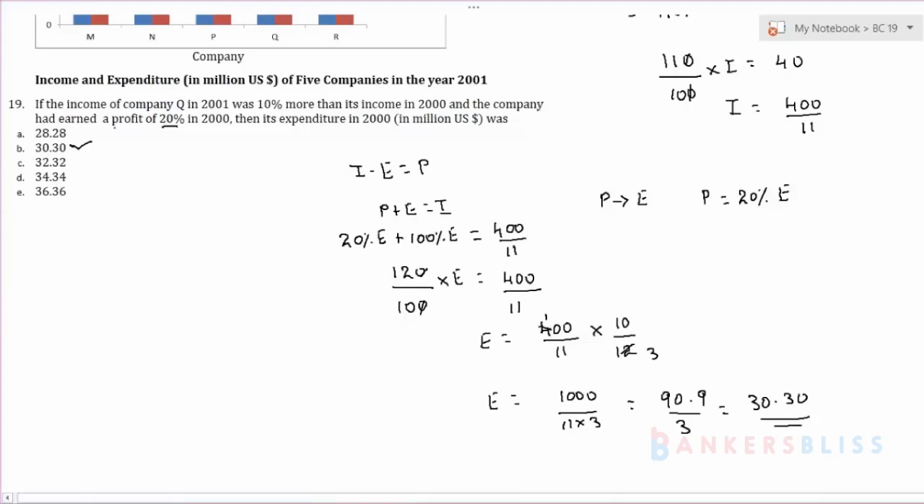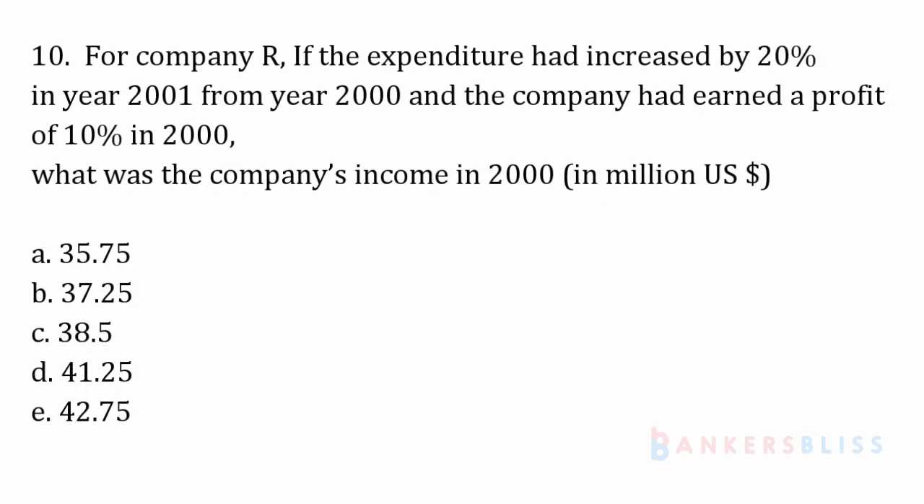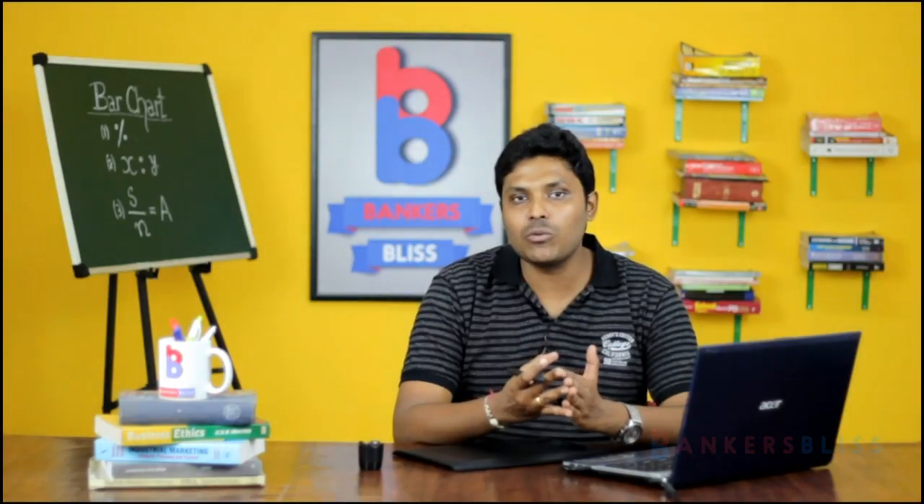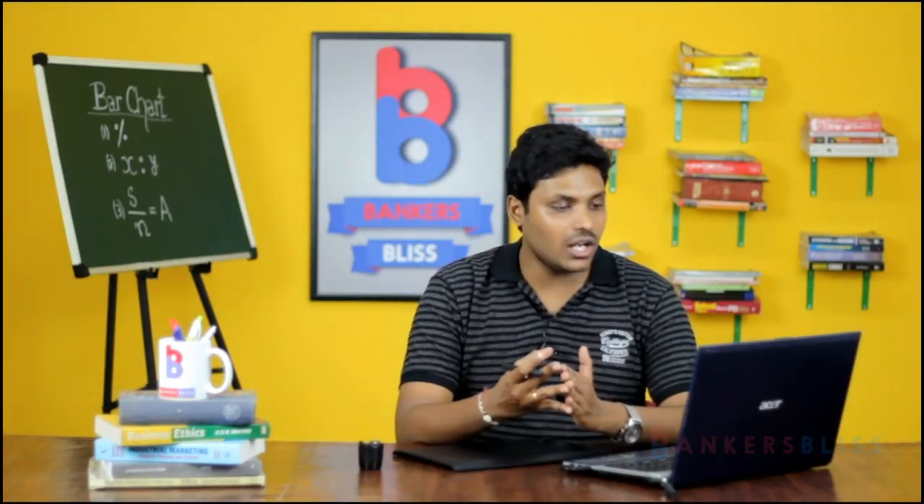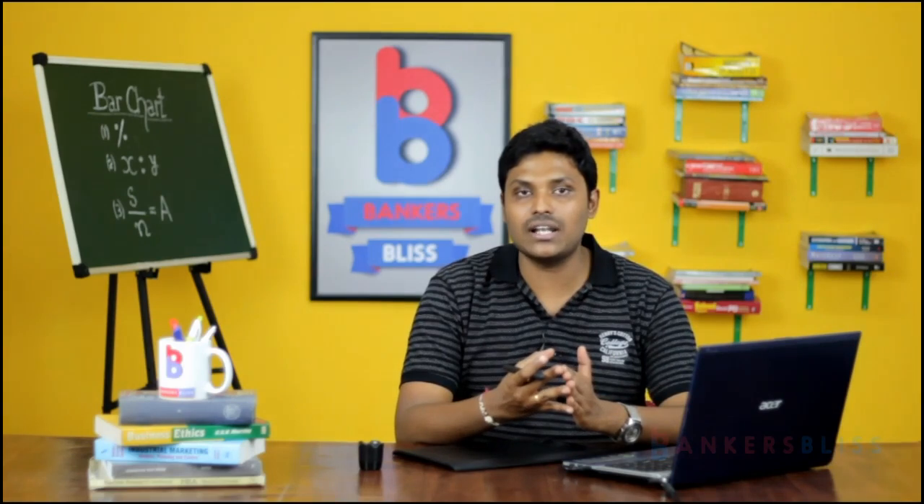Let us go to the next problem, problem number 20. For company R, if the expenditure had increased by 20% in the year 2001 from the year 2000 and the company had earned a profit of 10% in 2000, what was the company's income in 2000? Very similar to the previous problem. In the previous problem, they were asking us to calculate the income.